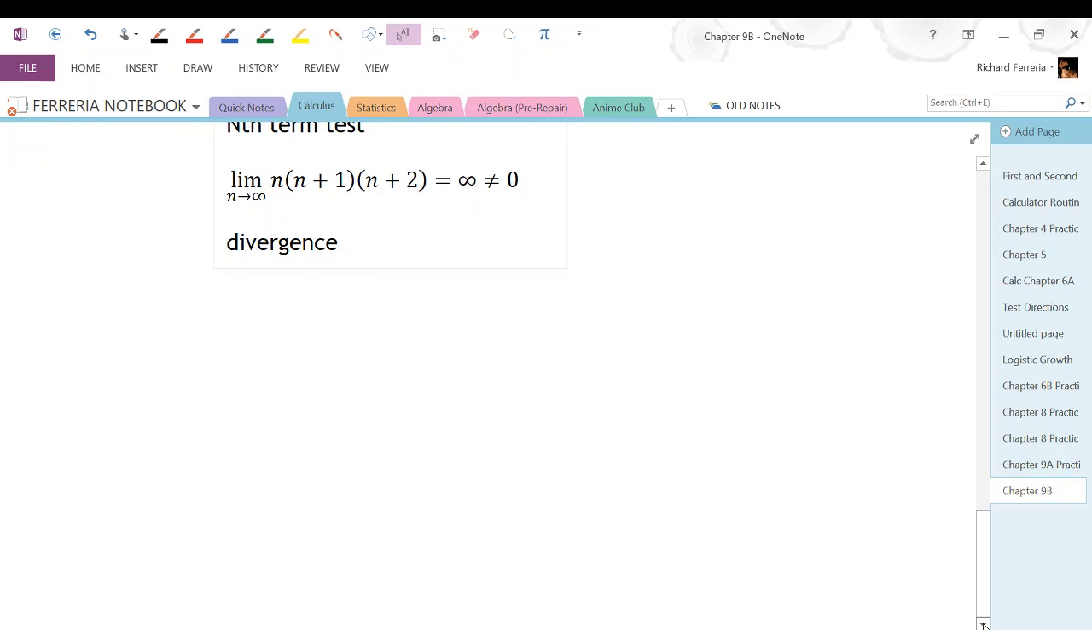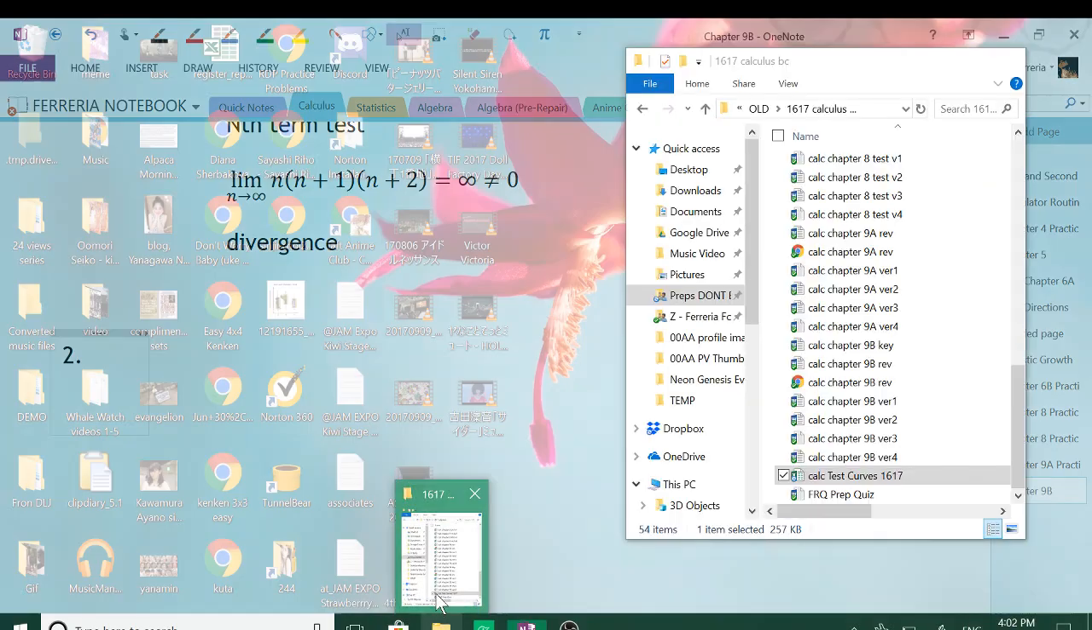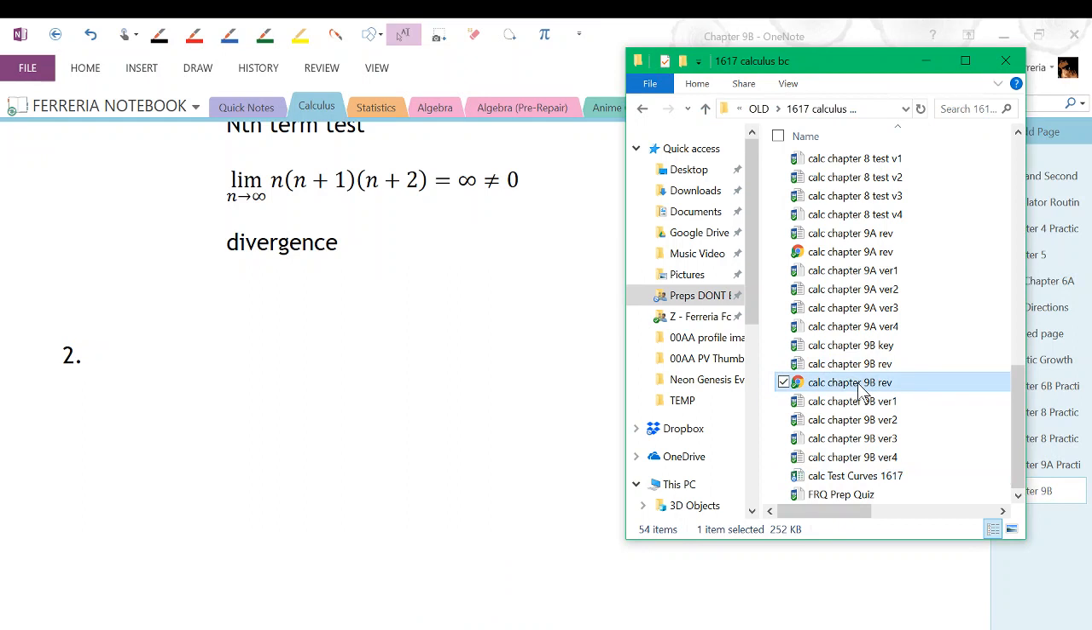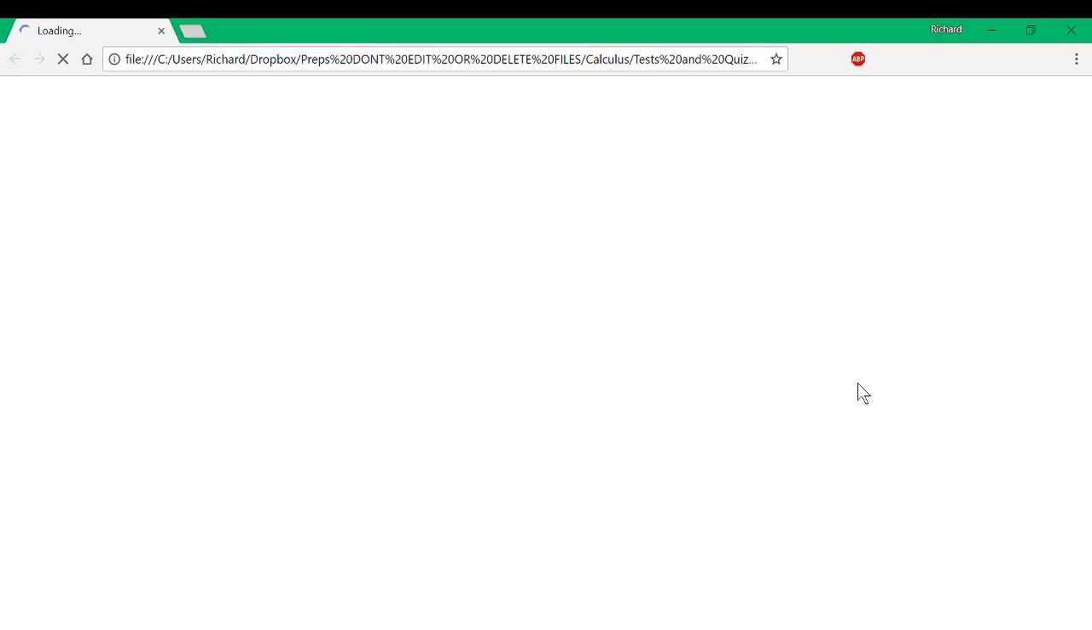Okay, so that's question 1. That took an awful long time, but that's technology problems too. Let's look at problem 2. We've got the interval of convergence. You know what I'm going to do? I'm going to open the review and copy and paste the problem. Of course, now I have to wait for Chrome to open. There's Chrome.